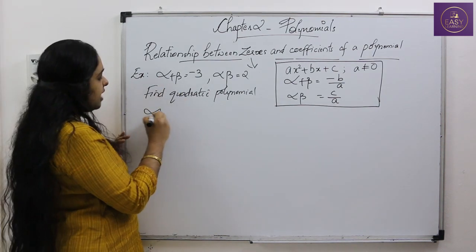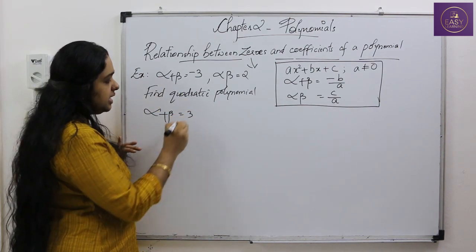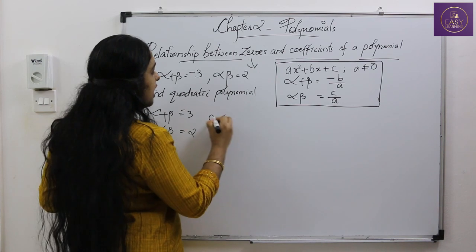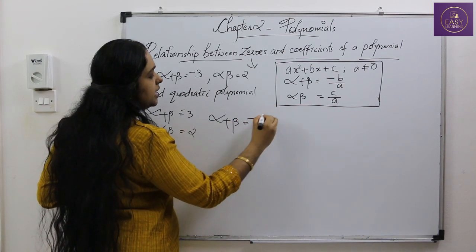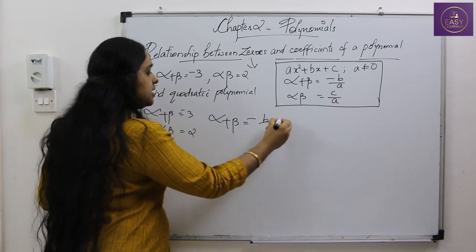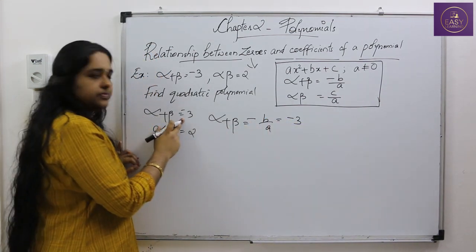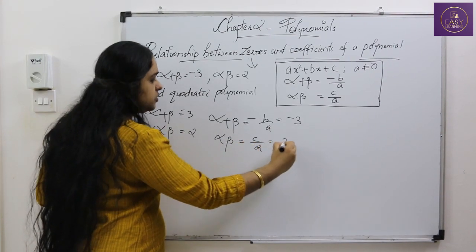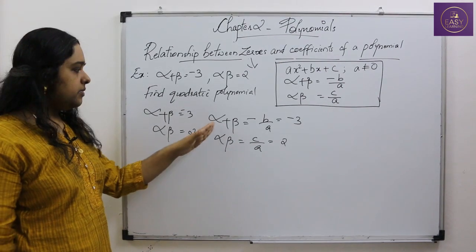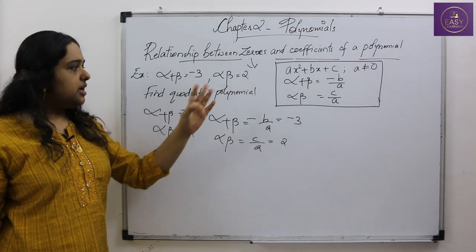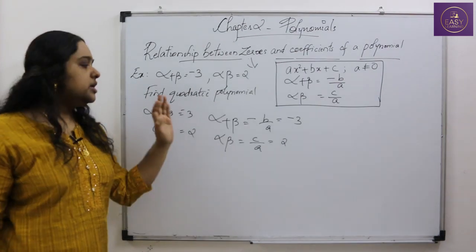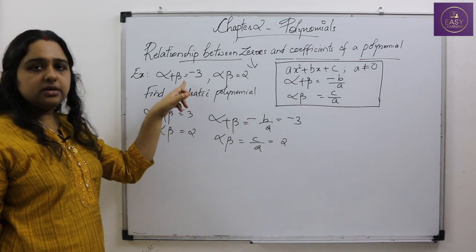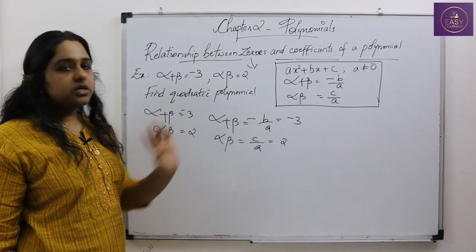From this we know that alpha plus beta equals minus 3 and alpha beta equals 2. Alpha plus beta equals what? Minus b by a, that is minus 3. Alpha beta is c by a, that is 2. We already know the equations connecting zeros of a polynomial and its coefficients. So we wrote alpha plus beta equals minus b by a, which is minus 3 as per this question, and alpha beta equals c by a, which is 2.